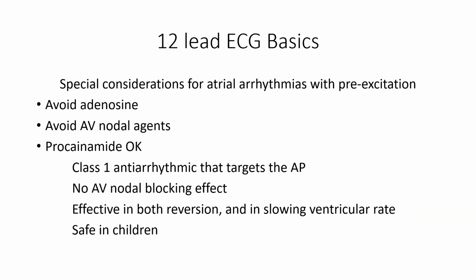However, if patients aren't aware that they have AFib or they're having the first event and they're pre-excited and going very fast, we want to avoid anything that blocks the AV node, because what happens then is everything will get conducted down the accessory pathway, and that's when we get degeneration into VF. Procainamide is okay because it doesn't have any AV nodal blocking effect, and it can slow as well as convert patients out of this rhythm.